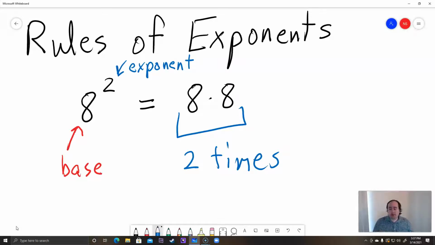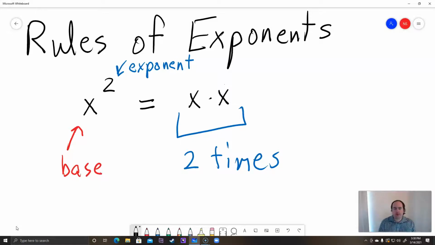And of course, it doesn't have to be a number. It can also be a variable. So for example, instead of 8 to the 2, I might have x to the 2, or x squared. X squared is the same as x to the second power. Okay, so instead of 8 times 8, I'm actually going to have x times x. But it's still going to be just 2 times.